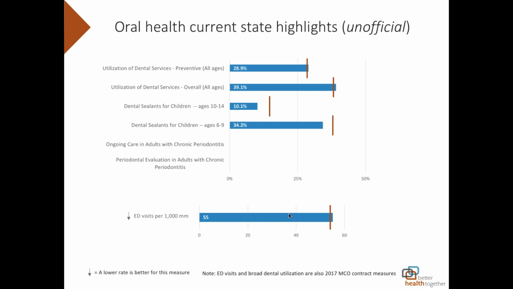Here is a quick snapshot of how we're doing. Unfortunately, I don't have data for these ongoing care and evaluations for adults with chronic periodontitis. Is that tooth decay? Can one of my teeth people help me out there? I see tooth people on this call. Hi, it's Maureen. Can you hear me, Hadley? Yeah. Okay, so the periodontitis is not tooth decay. It's actually gum disease. Oh, right. Thank you. Yep, you're welcome. I was like, it's one of those two. Okay, gum disease.